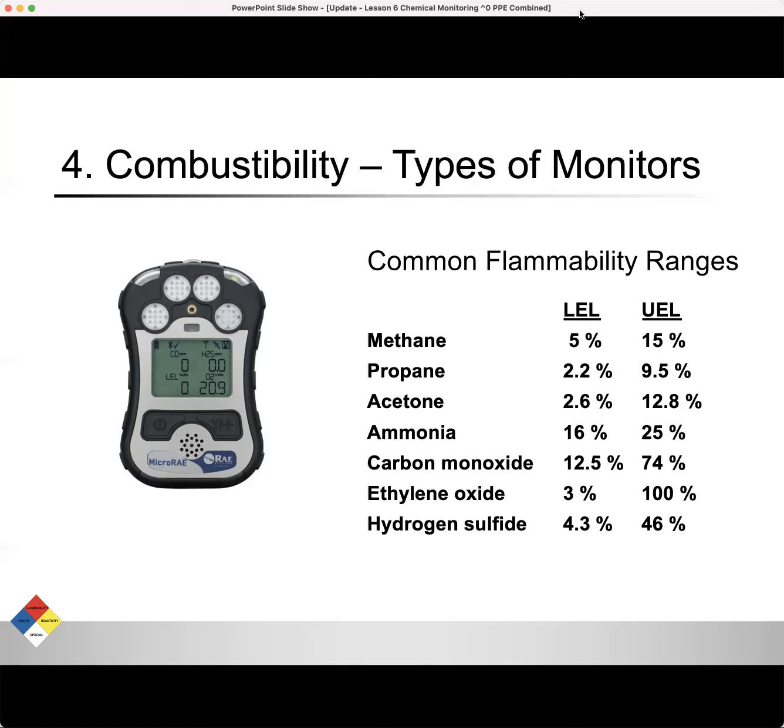And got a couple more there. If you notice, carbon monoxide is flammable in a very wide range, 12.5% to 74%. Then take a look at the next one, ethylene oxide. It has one of the widest flammability ranges, 3% in air to 100% ethylene oxide is flammable.